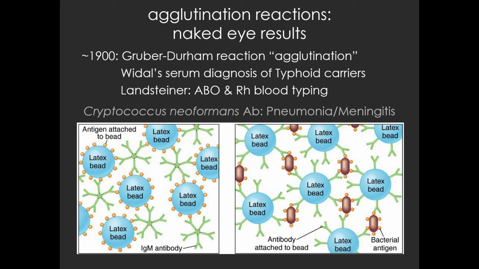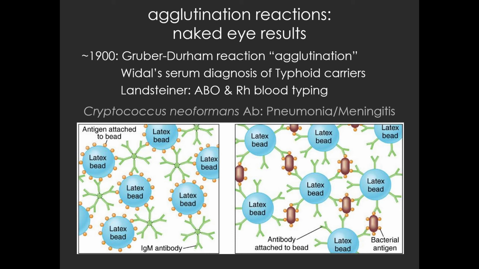agglutination. That was finalized and made more sophisticated by a French scientist, Widal, who found not only could you determine the status of a person who was infected and showing symptoms of typhoid fever, you could actually use that same agglutination reaction to diagnose asymptomatic typhoid carriers.